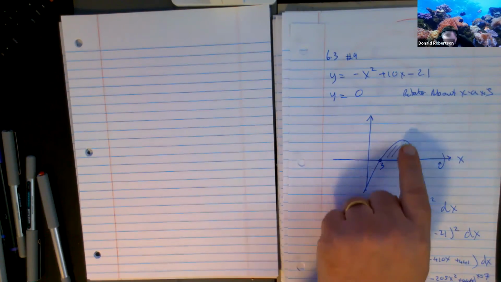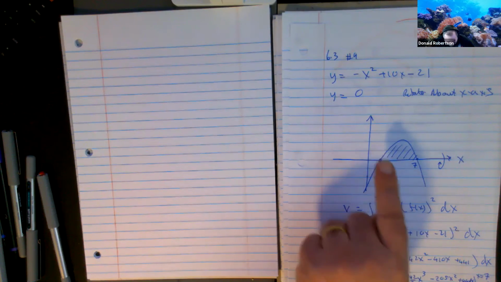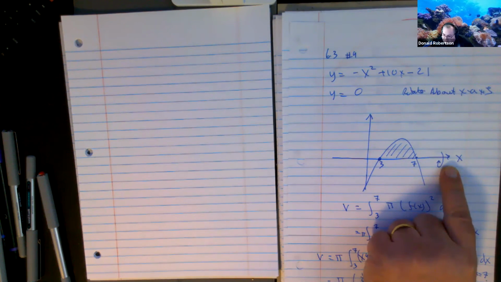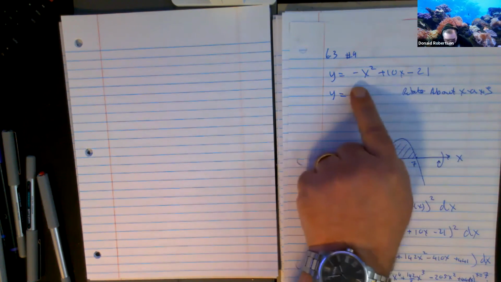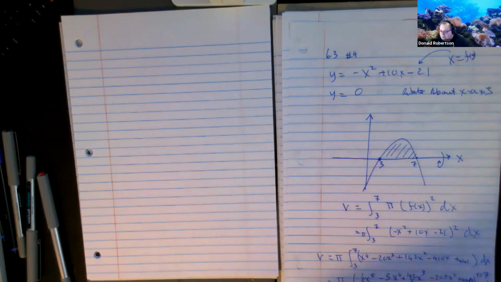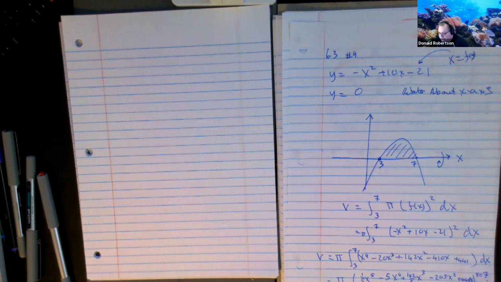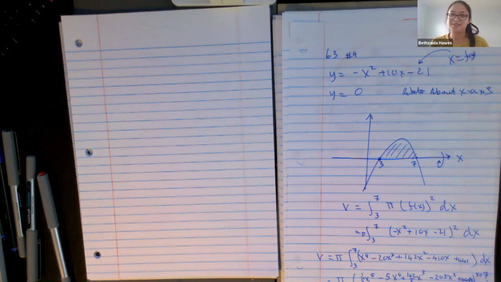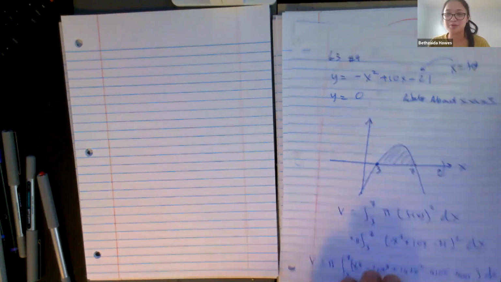And the other alternate method would be to do a shell method. But if you do a shell method rotating about the x, doesn't this equation need to be rewritten as x equals a function of y? And that's a non-starter. So you didn't have a choice. Okay. Awesome. I'll have to do the algebra one more time.